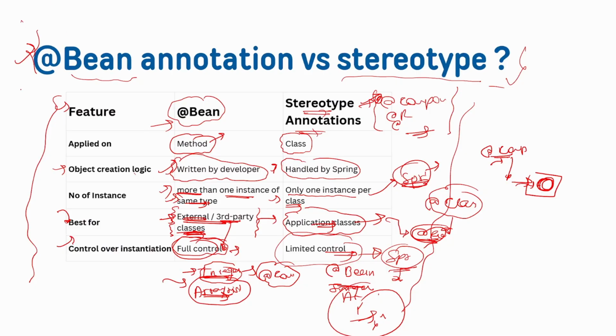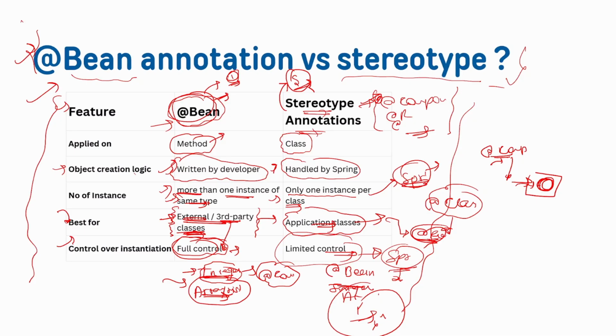Now you have to understand that we will use the bean annotation if we want to add more than one instance of the same class. But if we want to add only one instance of an object that is defined in our own application, then we will use the stereotype annotations.